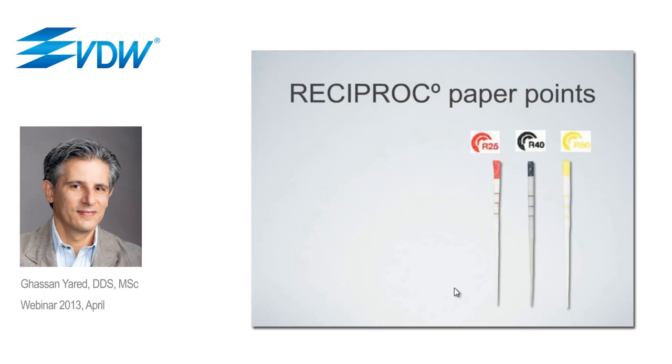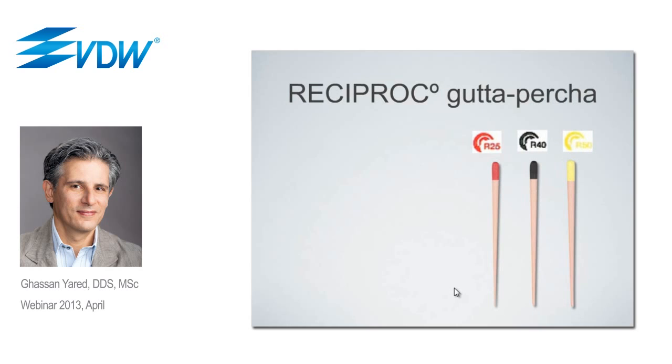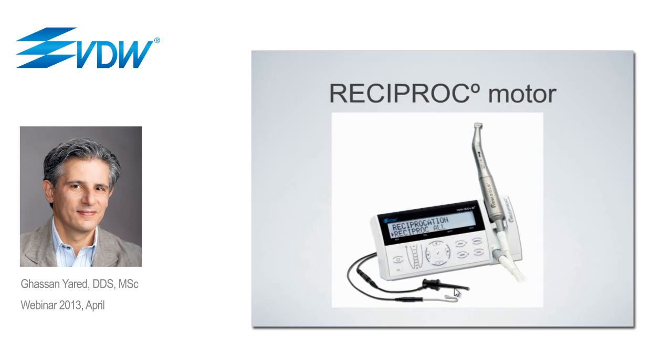Also in the Reciproc system, there are matching paper points, and there are matching gutta-percha cones. And there will be, in the future, shortly, matching obturators, like GuttaCore or Thermafil, but for the Reciproc system. This is the Reciproc motor. The Reciproc motor can also be used, if you want, for clockwise rotation.